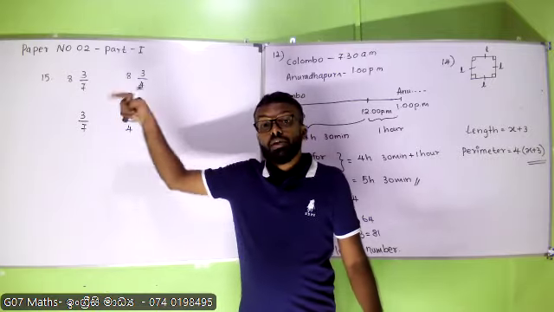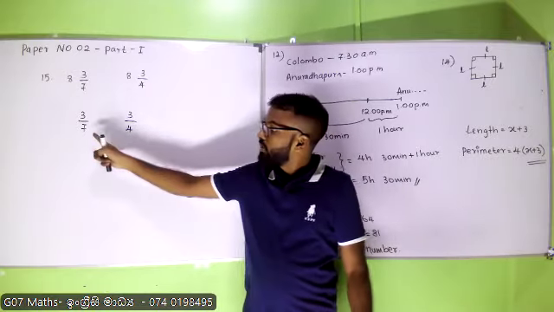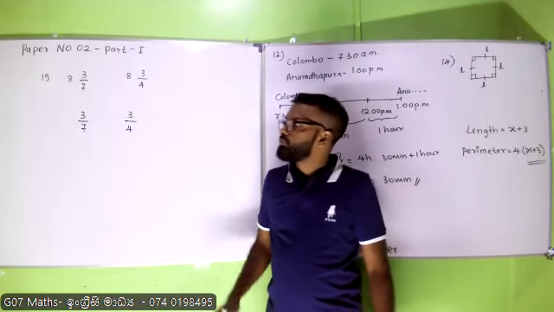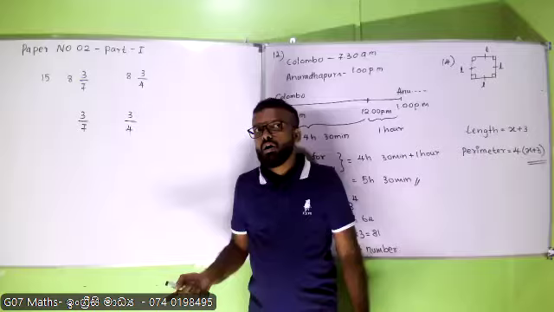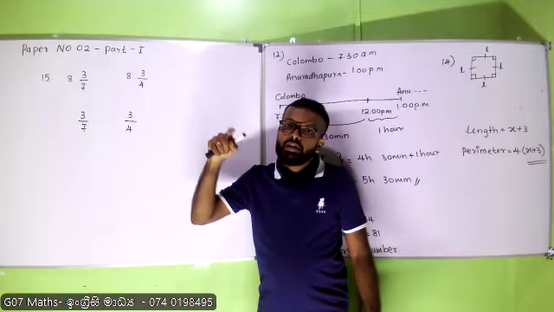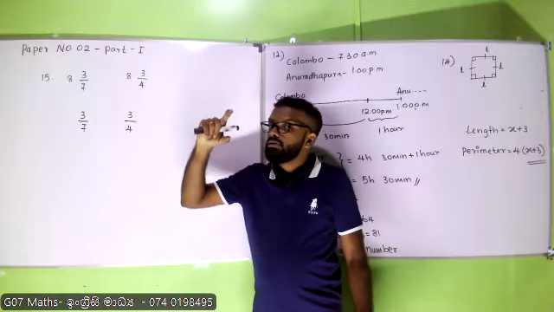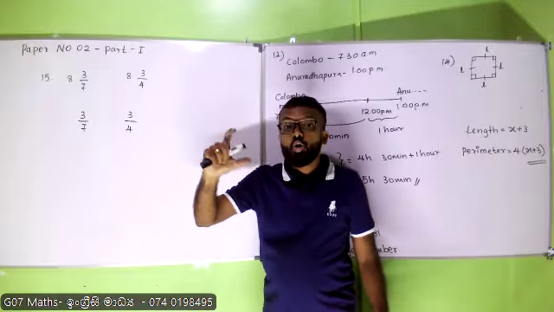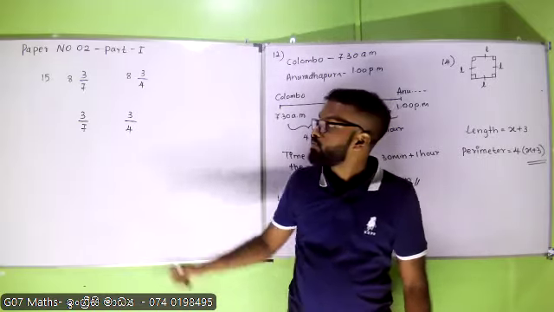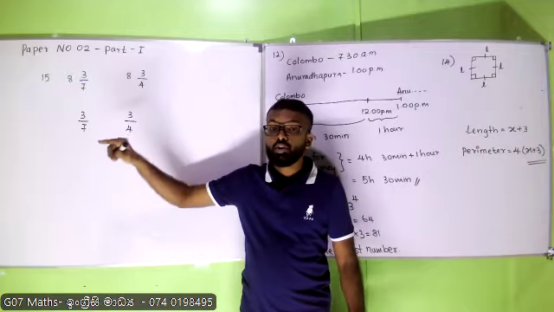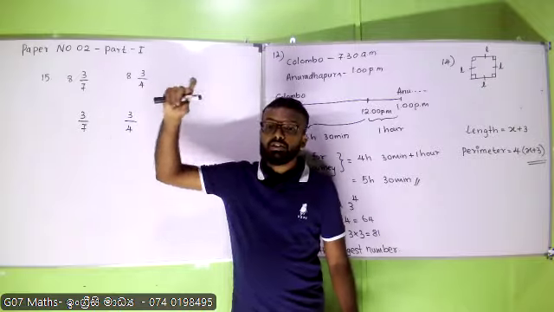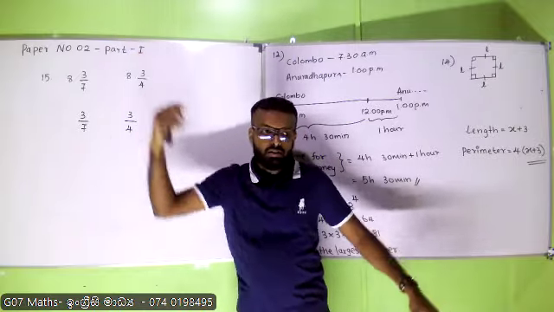Where do we have the biggest denominator? Right? What is the biggest denominator? 7 or 4? 7. So if you have the biggest denominator, is it the small fraction or the biggest fraction? Where you have the biggest denominator, is that fraction the smallest one or the biggest one?